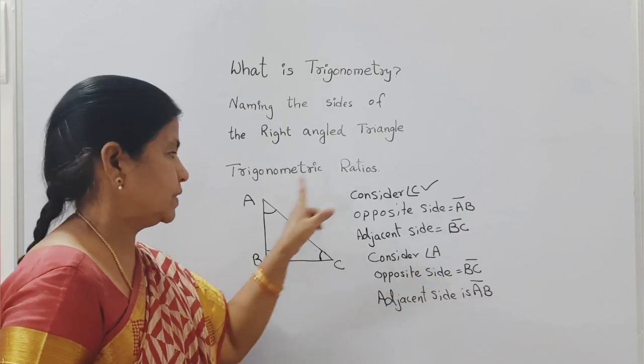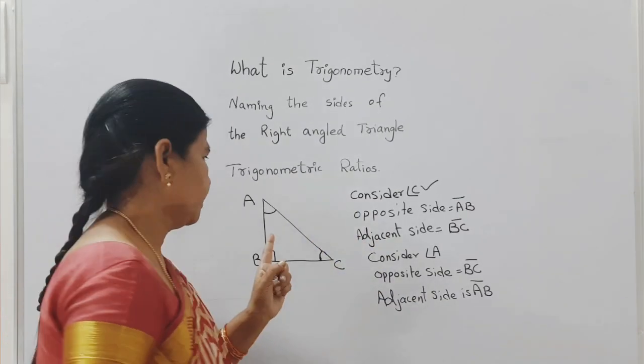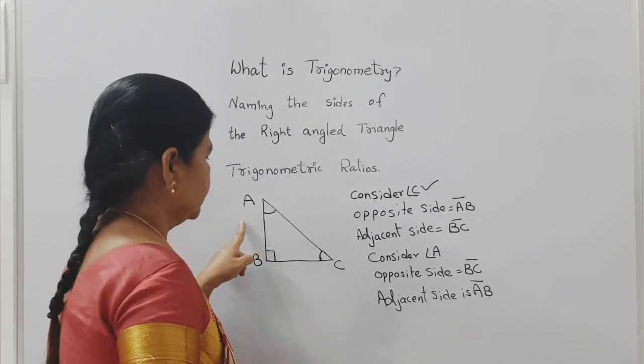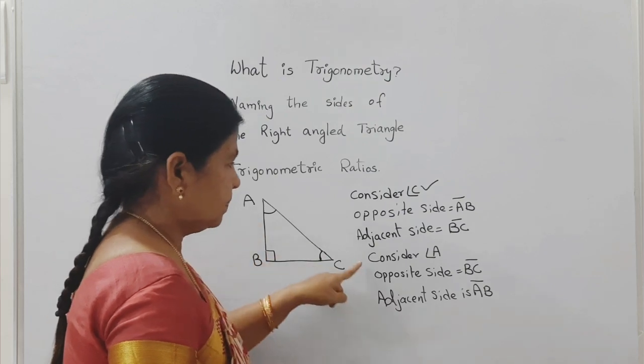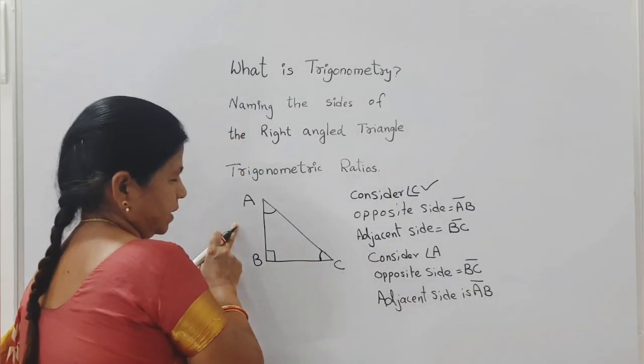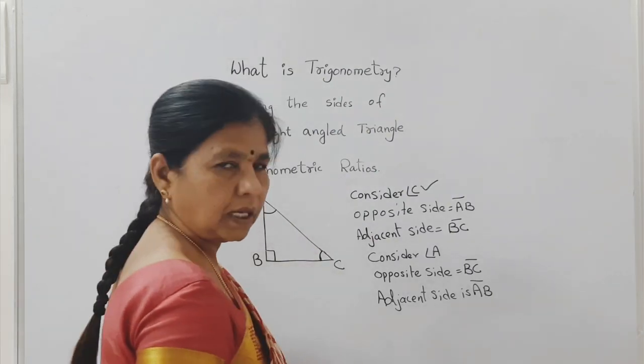Okay. This is very, very important. We have to keep in mind. So, with respect to A, opposite is BC, adjacent is AB. And with respect to C, opposite side is AB and adjacent side is BC or CB. Okay.